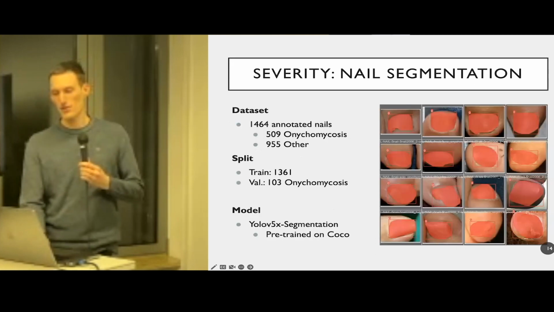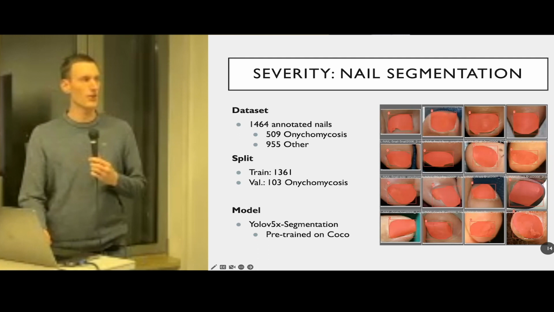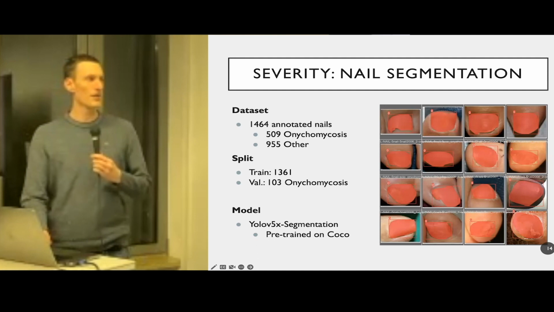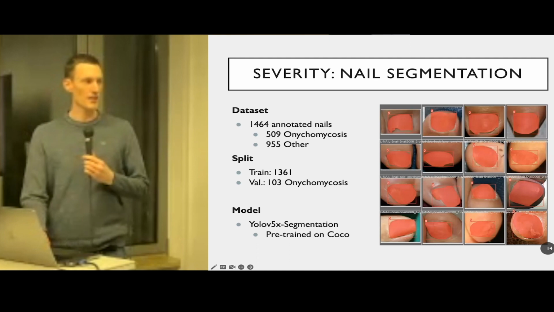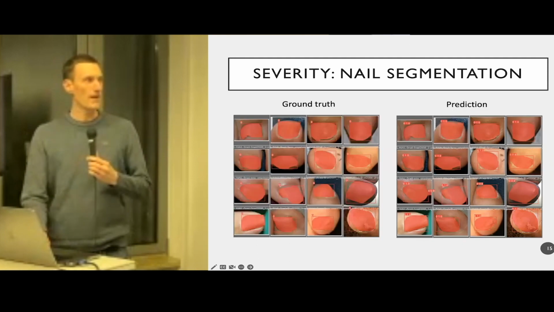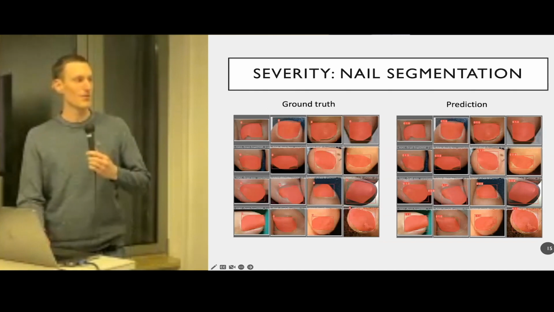And to approach this, we first wanted to get a segmentation of the nail as a whole. So we collected these images and annotated them, and we then split them into train and validation set, and used a YOLO v5 segmentation model, which is pre-trained on the COCO database with 80 different classes. We fine-tuned this model, and as you can see, it works really well. It's basically performing almost perfectly between these predictions and ground truth. There's not much of a difference.